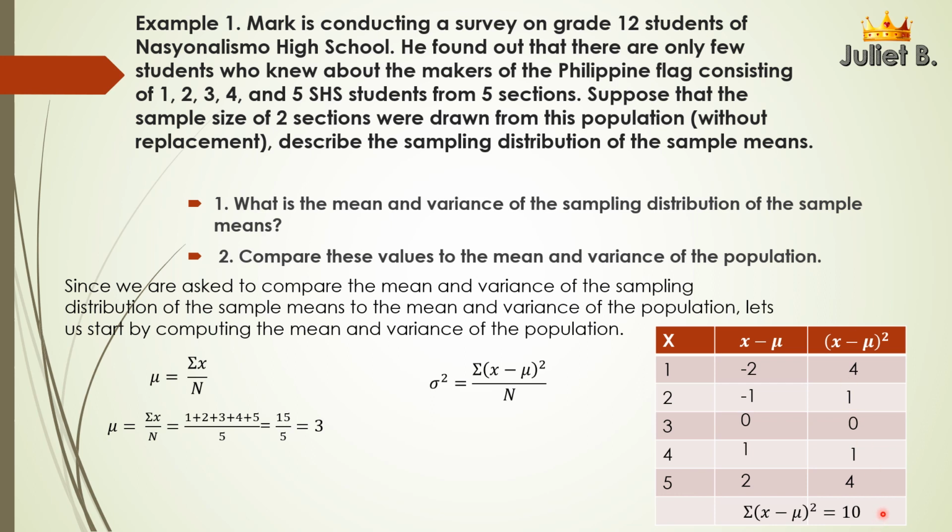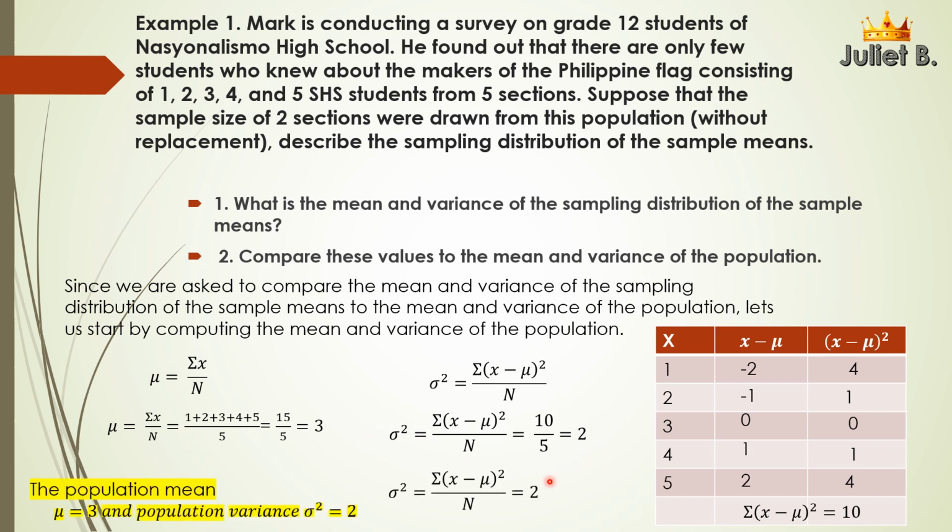We have 10. Going back to the formula, the summation of x minus mean squared is equal to 10, divided by the population size, which is 5. So 10 divided by 5 is equal to 2. The population mean is 3 and the population variance is 2. And that's it.